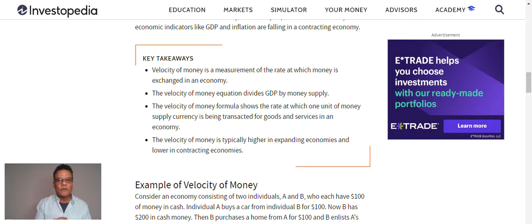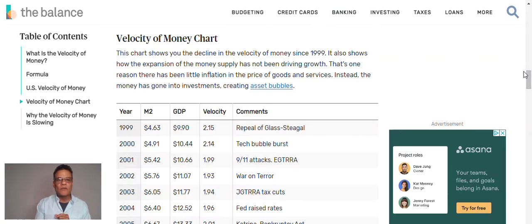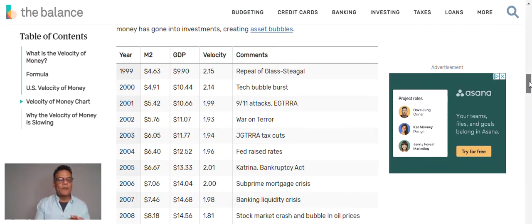Here's what I really want you to focus in on. What has happened in the US economy? Here's a velocity of money chart. We can take a look at key things that have happened over the years that we can identify with. Let's look at the 9/11 attacks. Velocity of money, the value of it was 1.9 in 2001.